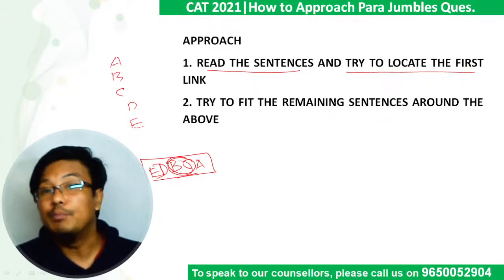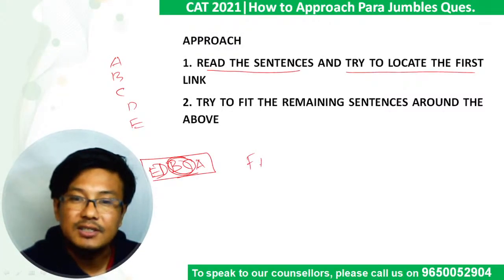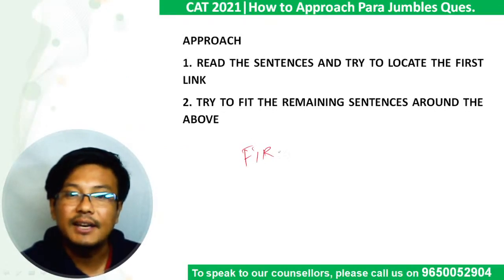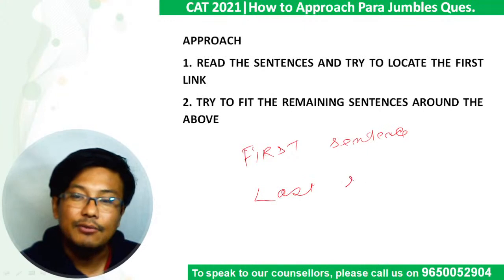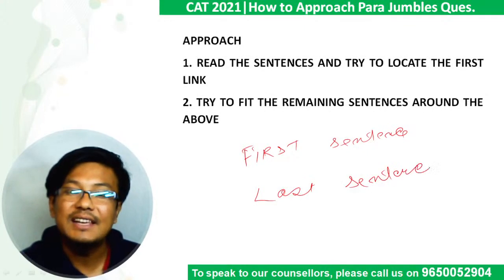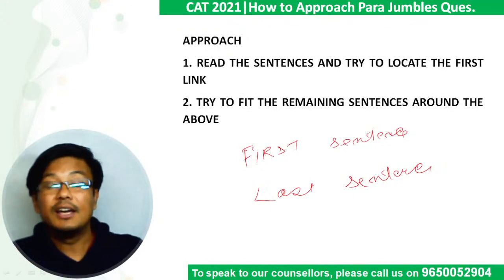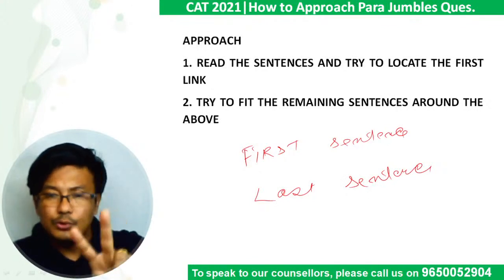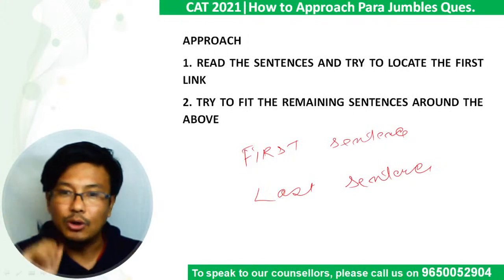Now, what a lot of people do is something which I would ask you to avoid. Do not try to find the first sentence. A lot of people try to begin by asking what is the first sentence. Now, if you search for the first and last sentence, in many cases you might get it, in some cases you may not. So it is not like you have to locate the first sentence first. It is not necessary. First, look at 2 sentences, make a link, and try to build the remaining sentences around it. I hope all of you are clear about this.